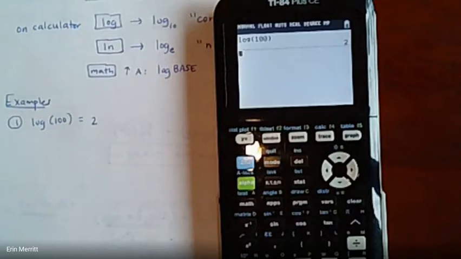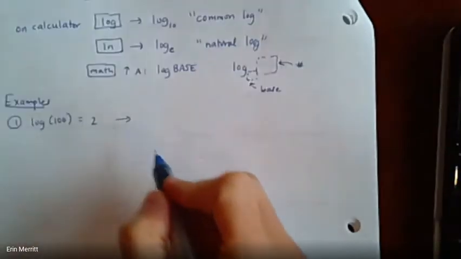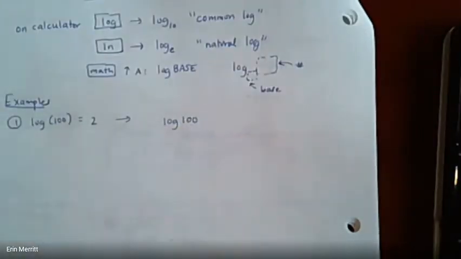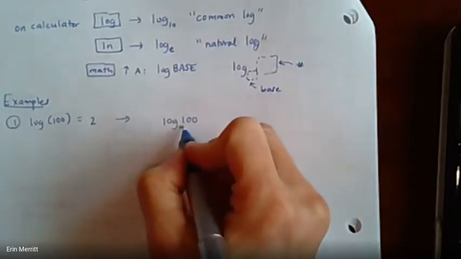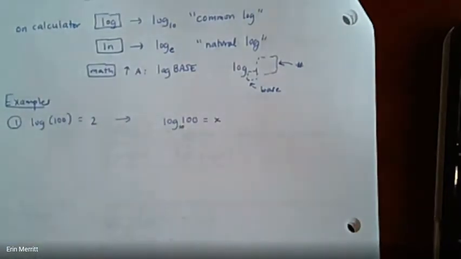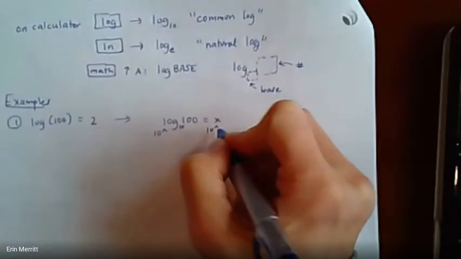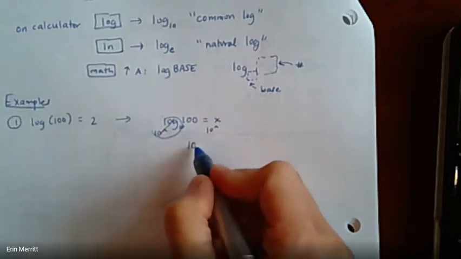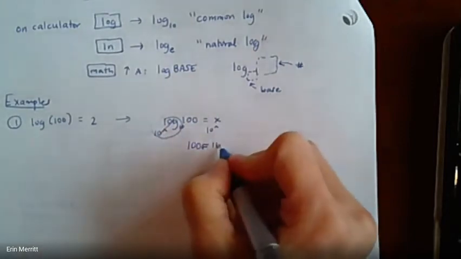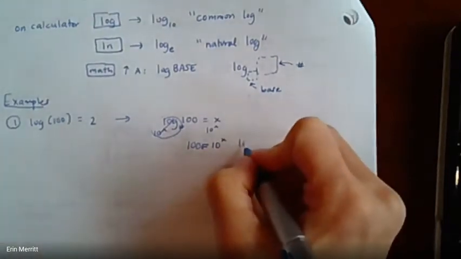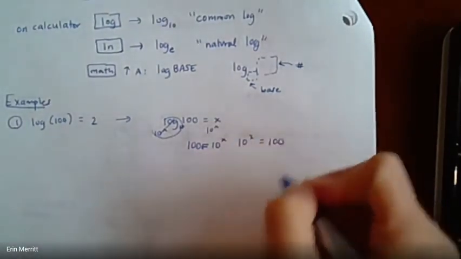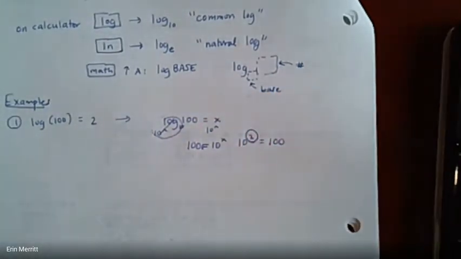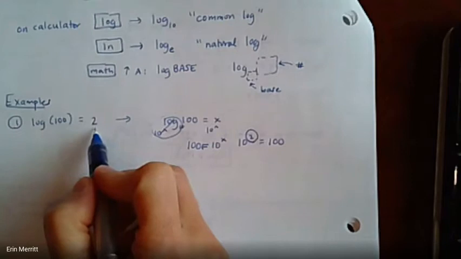What I want you to keep reminding yourself is, why does that make sense? Why is 2 the answer? If I do a little work over here, if I have log of 100, remind yourself that the base is 10. If I set this equal to some generic x, how would we get rid of the log? We would exponentiate using a base of 10. So I would do 10 raised to the left side, 10 raised to the right side, and this would cancel. And I would be looking at 100 equals 10 to what power? You guys know, 10 squared is equal to 100. So the log is always equal to the exponent right there. That's why it comes out as 2.